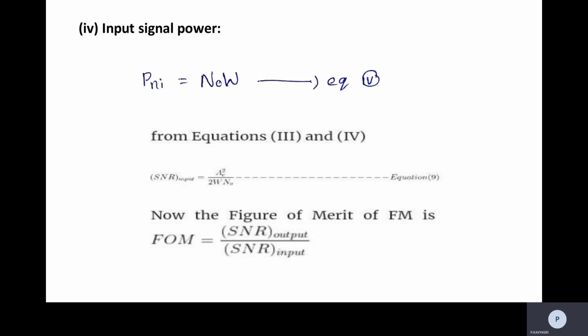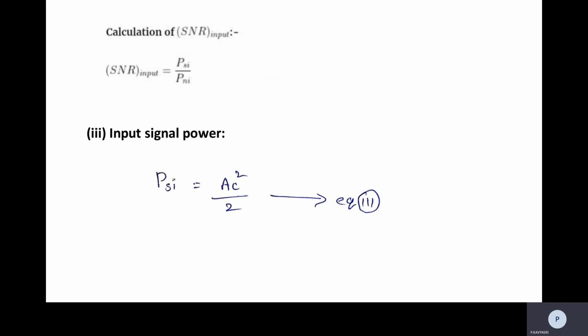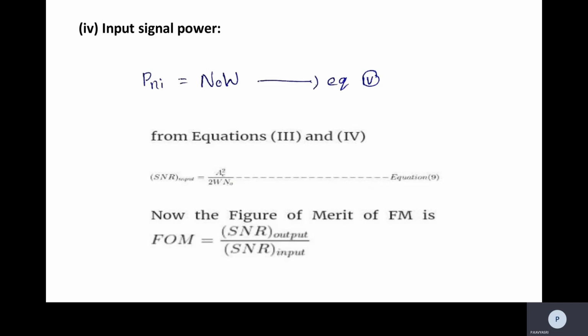From equations 3 and 4, we have the signal power and noise power. From this equation we have the signal power, and from this equation we have the noise power. To calculate the SNR input, we just substitute here. Then it becomes A_C squared by 2 W N naught. That is equation number 9. So we have SNR output and SNR input. To calculate the figure of merit of an FM, we have to substitute those two values here.